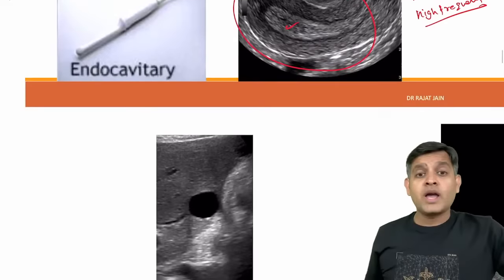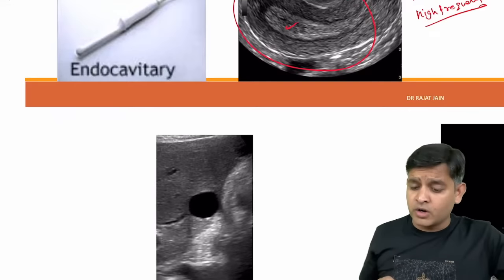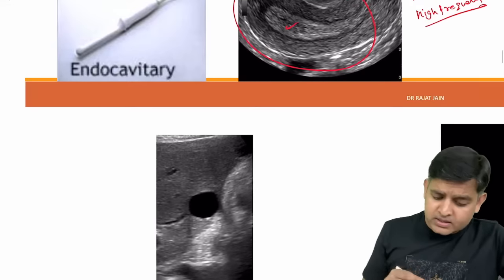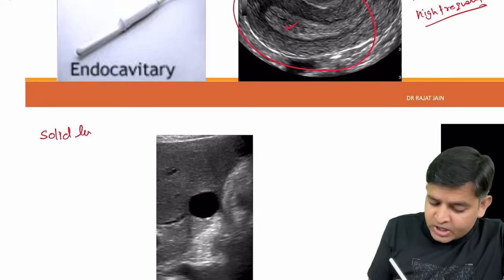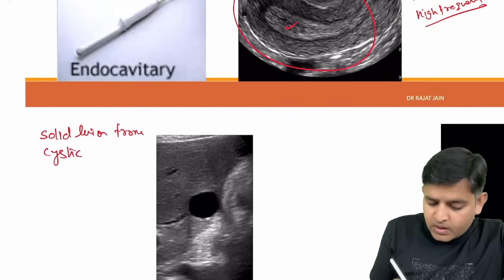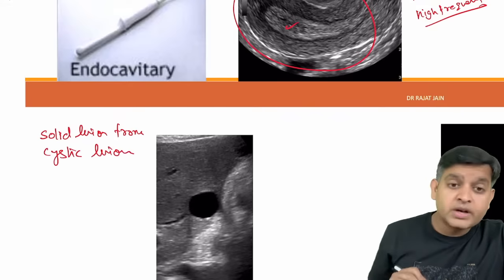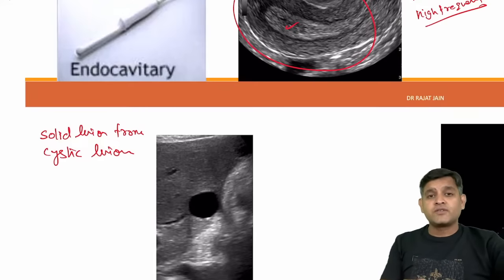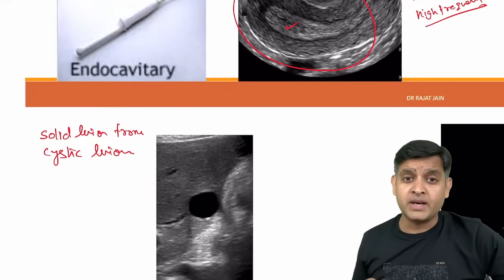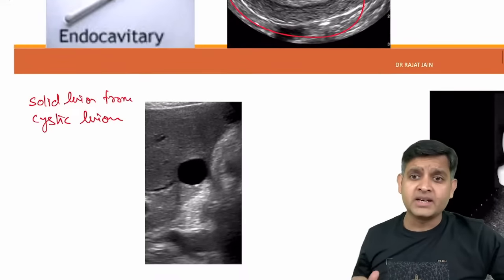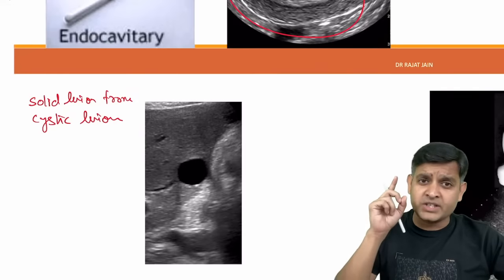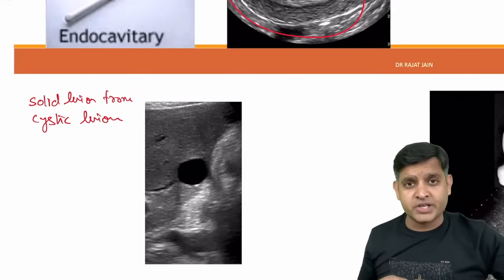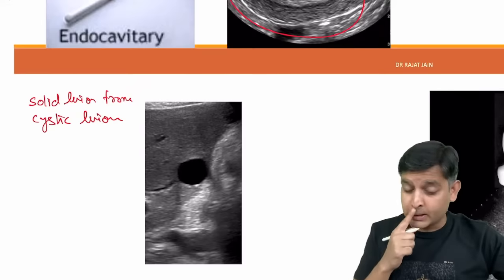Okay. Now, if somebody asks me what is the most important role of ultrasound, what will be your answer? The most important role of ultrasound is to differentiate a solid lesion from a cystic lesion. And who will tell me what is the single most important sign that can help me in differentiating it?